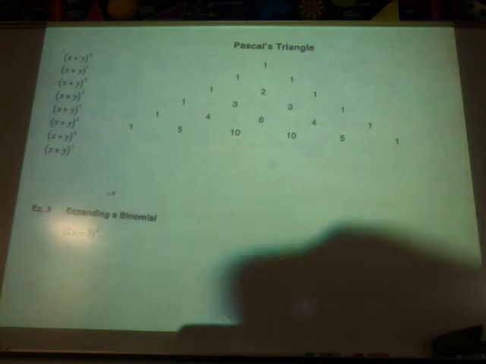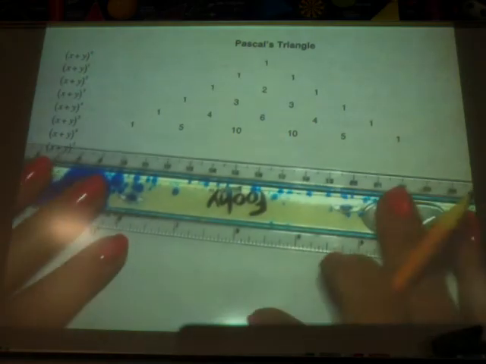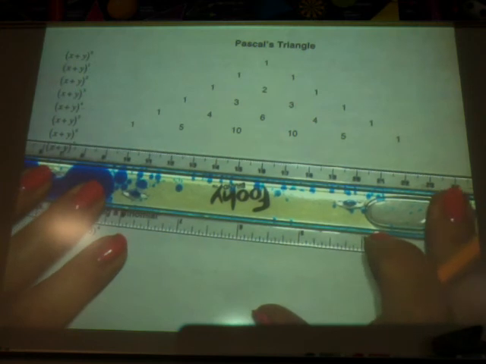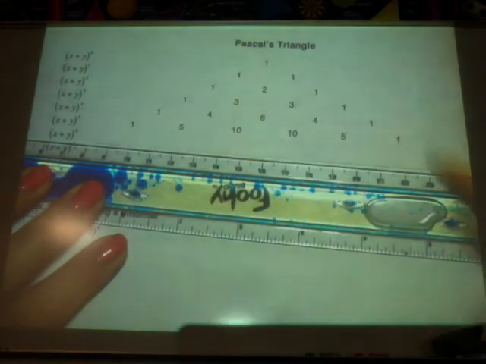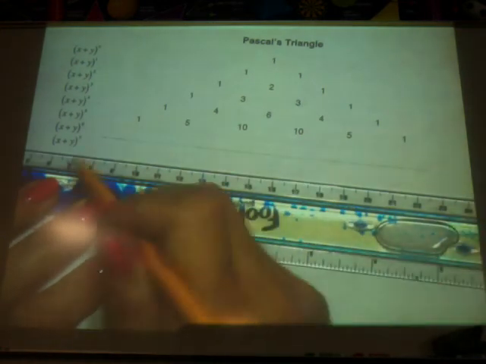Can you hand me that ruler? Thank you. So I'm going to put a little pencil mark on here so I can get my row in here straight, because that would drive me crazy.